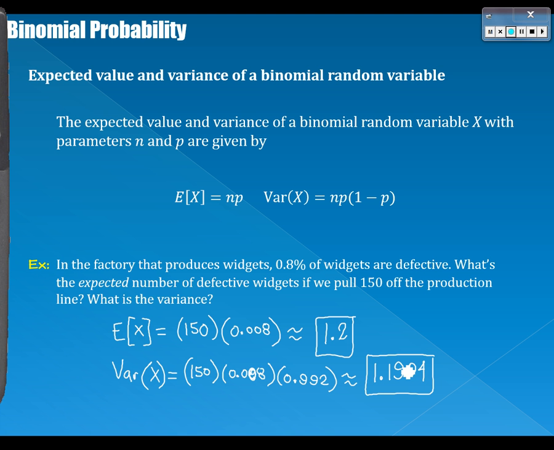All right, good. Beautiful. And again, let's emphasize one more time about expected value. Does this mean that when we pull 150 widgets off the line, we expect there to be 1.2 widgets defective on that one draw? That's not even possible. I want to be clear, right? But no, we're saying if we were to do this every day, pull 150 widgets off the line, then tomorrow pull 150 widgets, in the long run, on average, we would expect to see 1.2 widgets that are defective. Okay?